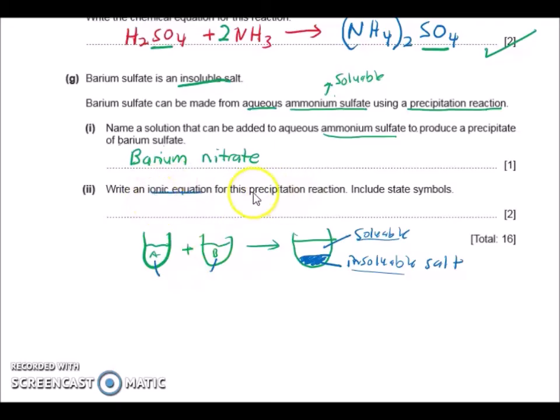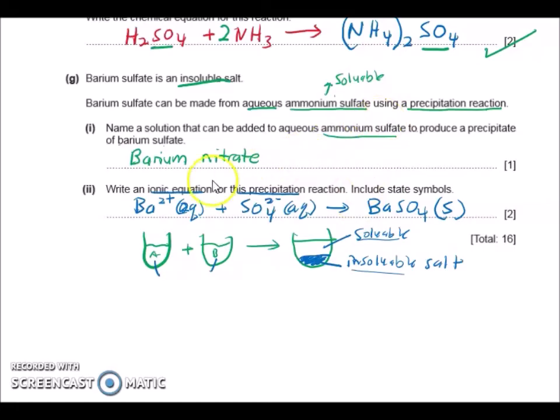Okay, ionic equation for this precipitation reaction, include the state symbols. So at first both of them are soluble, right? So they are in an aqueous solution. So we just put there that they are aqueous. Then we plus with sulfate, which is also aqueous, and then they'll combine together to form barium sulfate. So here is a solid.